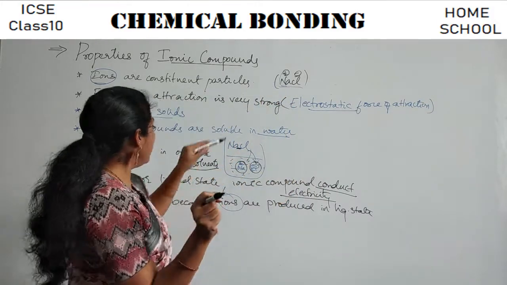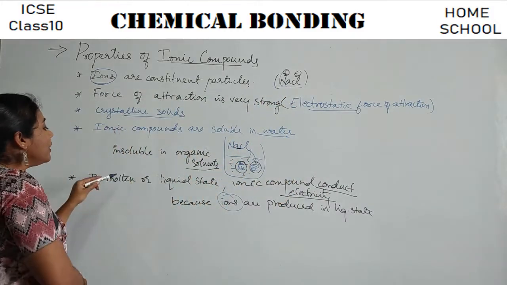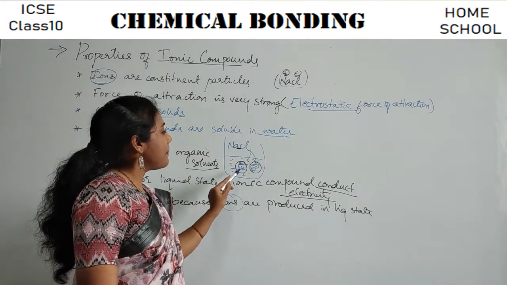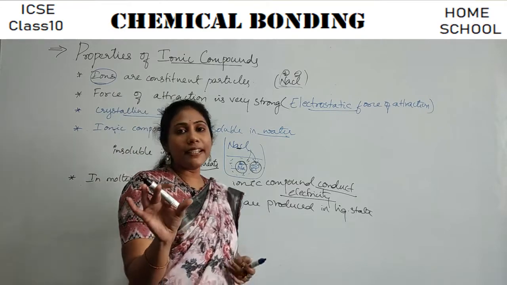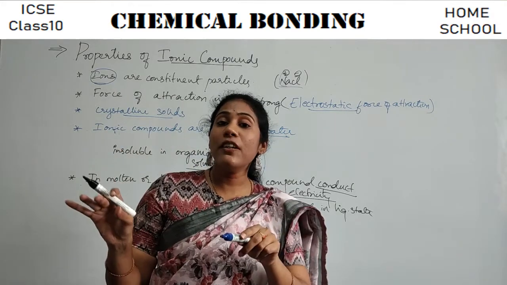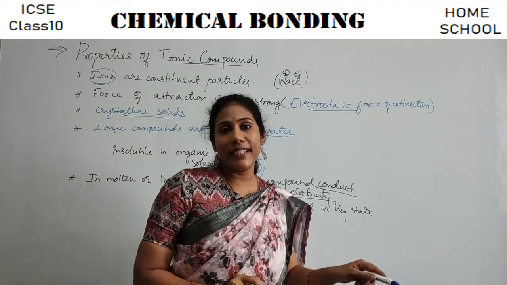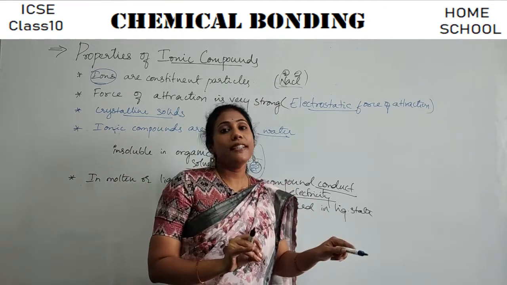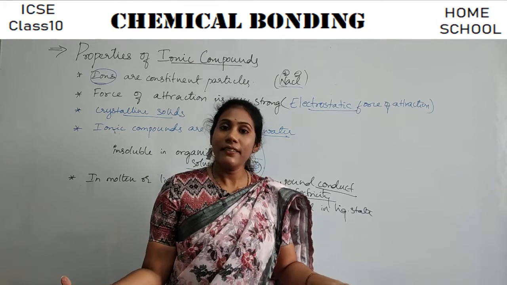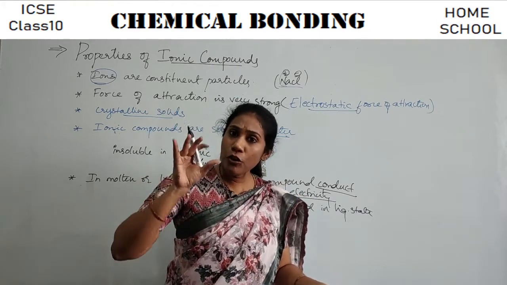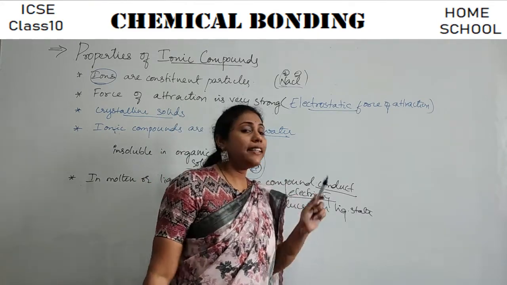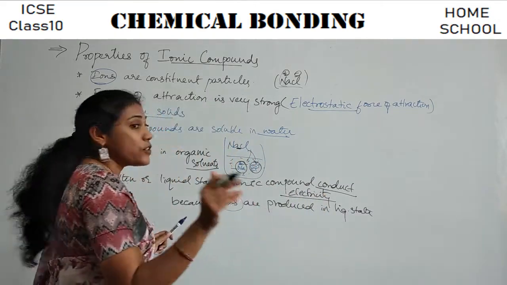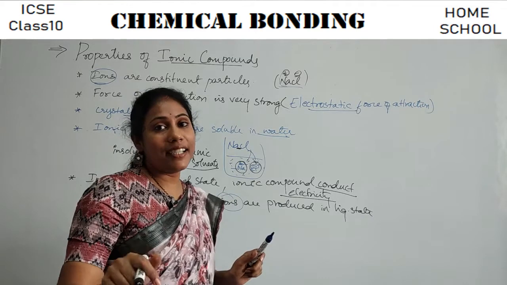But once you dissolve it, or once you make it a liquid, then ions can be separated. Once ions are separated, only then can these ions move from one place to another. Only when they can move, they can conduct electricity, right? So only in a liquid or molten state can these ionic compounds conduct electricity. In solid state they will never conduct electricity.